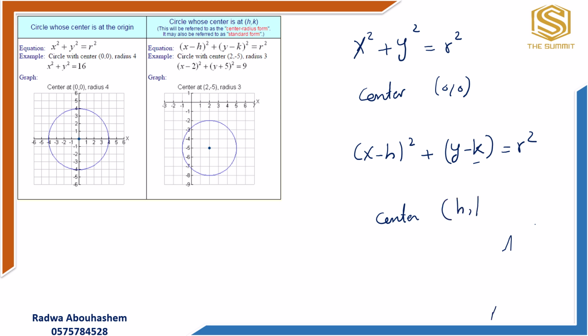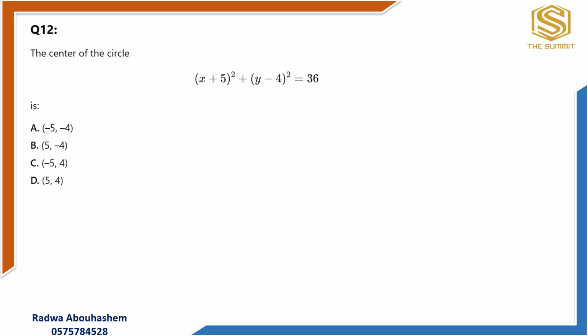Now let's apply this rule. The center of the circle is (h, k). Here's h, and here is k. So I have to change the sign, of course. So it's (-5, 4). And if I'm asking you about the radius, r^2 equals 36, so this means that r equals 6.